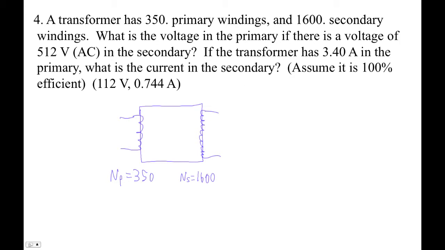Let's see. What is the voltage in the primary if there's a voltage of 512? So Vs is 512 volts, right? It has 3.4 amps. So V primary is, we don't know. Okay, and then it's got 3.4 amps in the primary. Right?